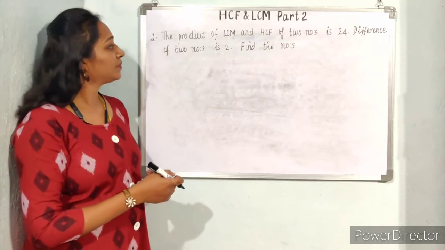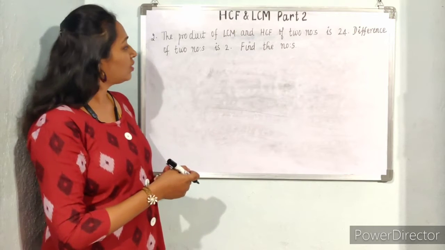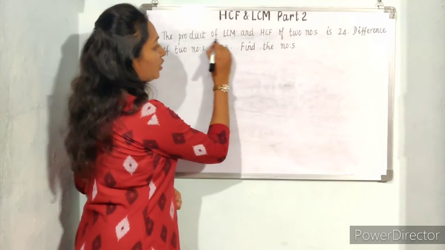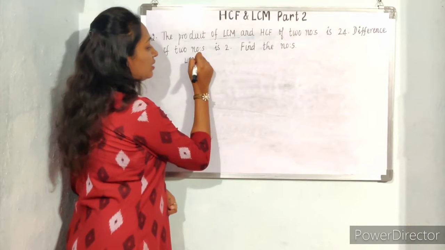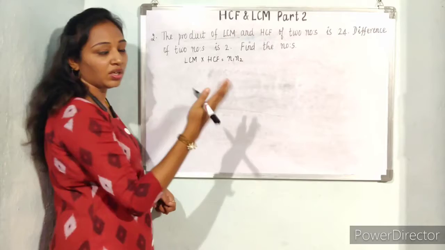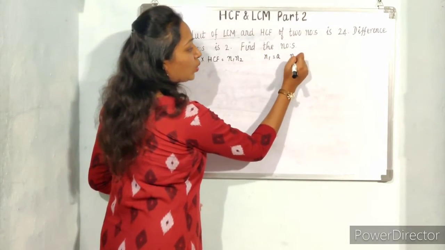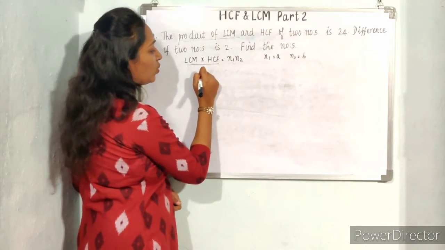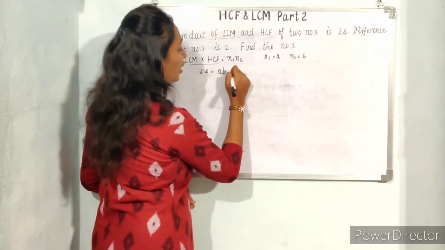The second problem: the product of the LCM and HCF of two numbers is 24. The difference of the two numbers is 2. Find the numbers. First, read the first part of the question: the product of HCF and LCM. So you can go for the formula LCM into HCF is equal to the product of the two numbers. We don't know the two numbers, so we'll keep N1 as A and N2 as B. The product of HCF into LCM is 24, so 24 is equal to AB. From this we can get the value of A.